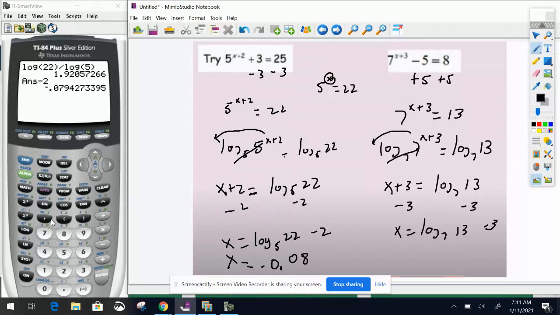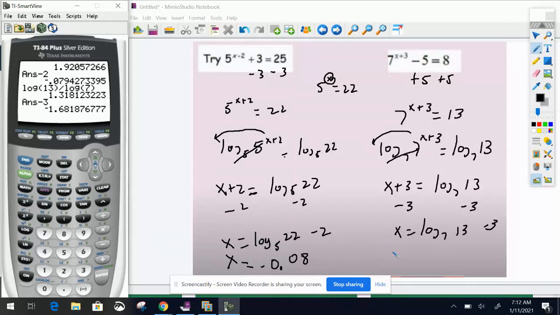So I've got to do that first. Again, your calculator is going to be your best friend here. Log of 13 divided by log of 7. That's 1.3182, and then I'm going to subtract 3 from that. And I get x is equal to negative 1.68.